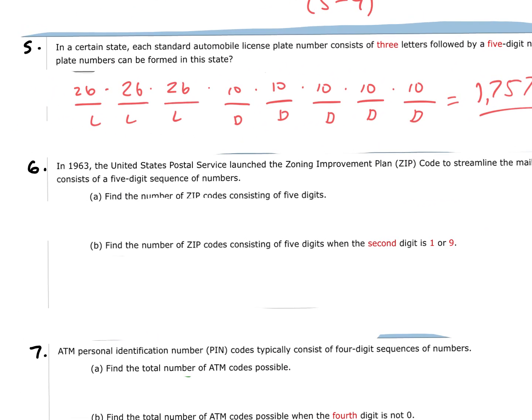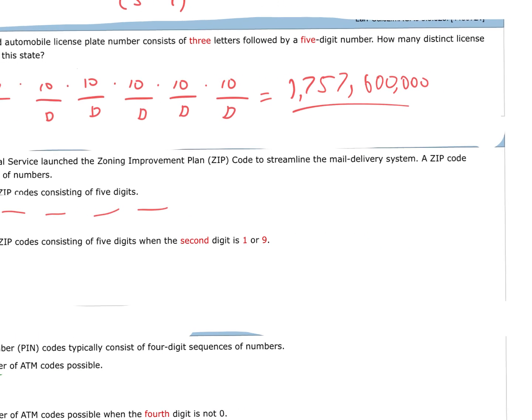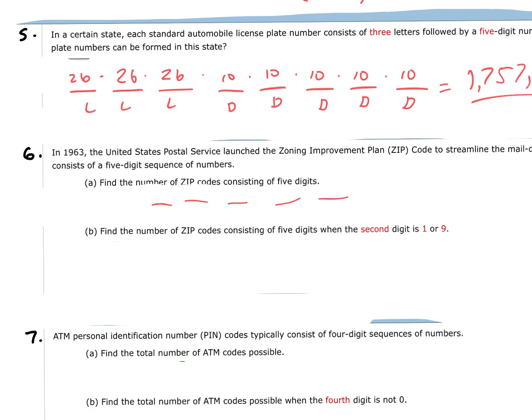Like here, right? 5-digit zip code. 1, 2, 3, 4, 5. How many digits do we know there are, since they don't tell us otherwise? 10. Do they tell us anything about the digits? Can't repeat, can't do this, can't do that. No, so it's just 10 in each spot. 10, 10, 10, 10, and 10. Multiply that together and you get 100,000.